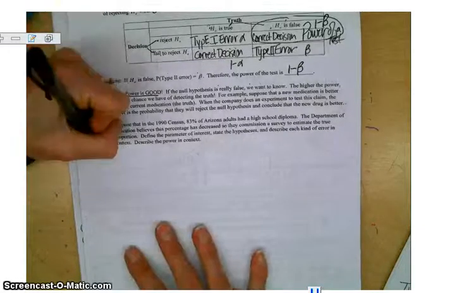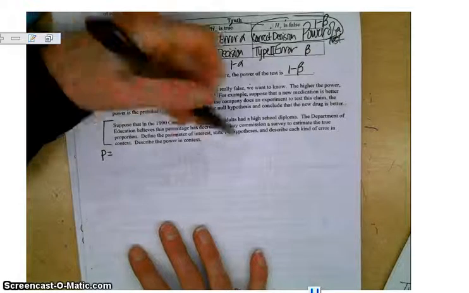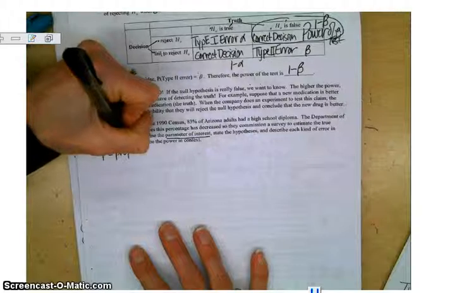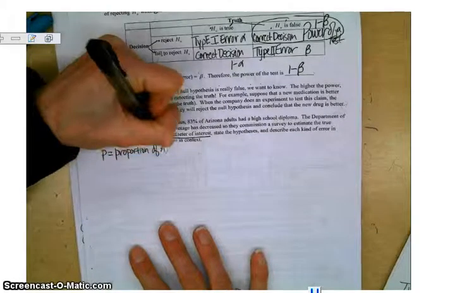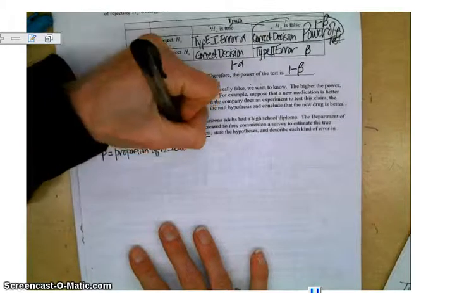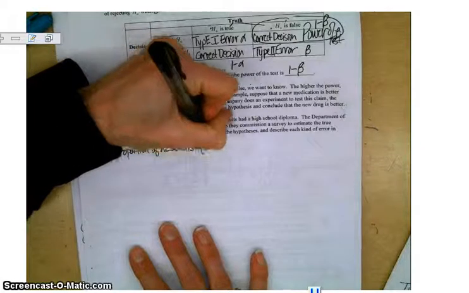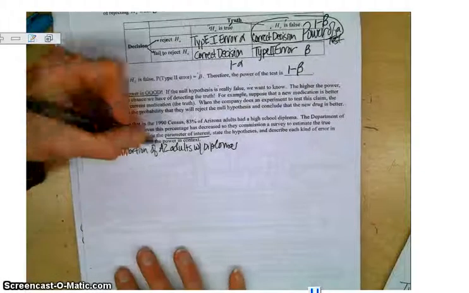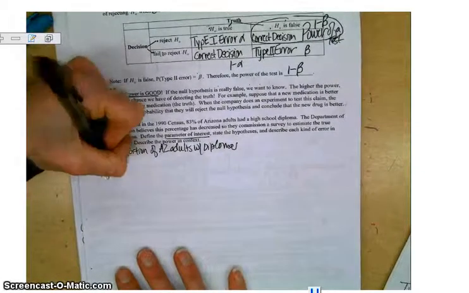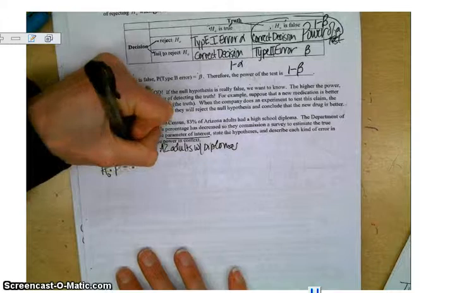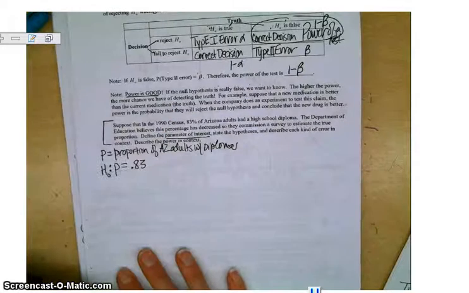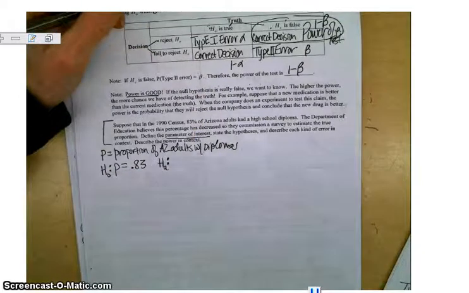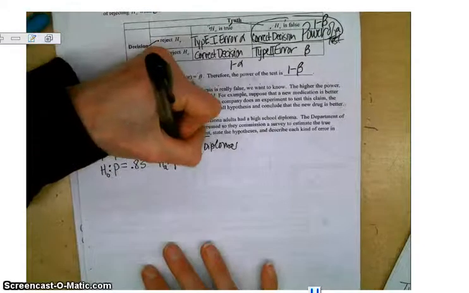All right, so P, the parameter of interest, is the proportion of Arizona adults with diplomas. All right, and the null hypothesis would be that it hasn't changed, that P is still 0.83. The alternative hypothesis would be that, what do they think? Let's see. Less than. So P is less than 0.83.